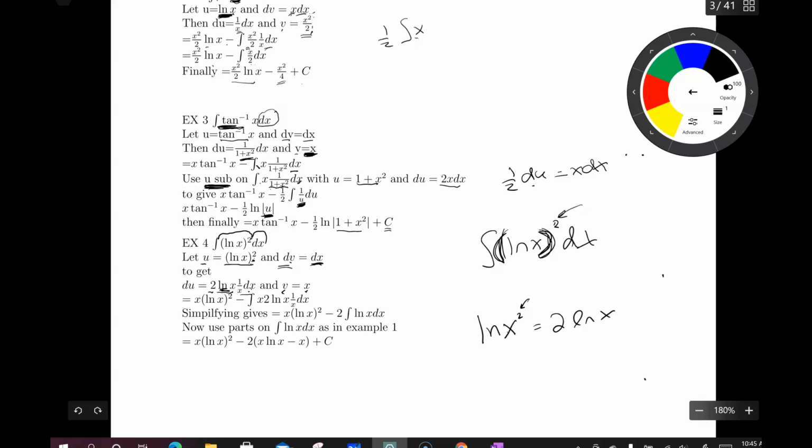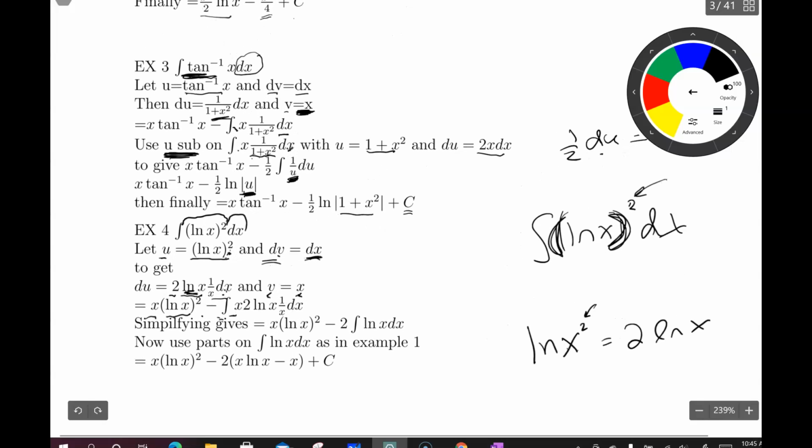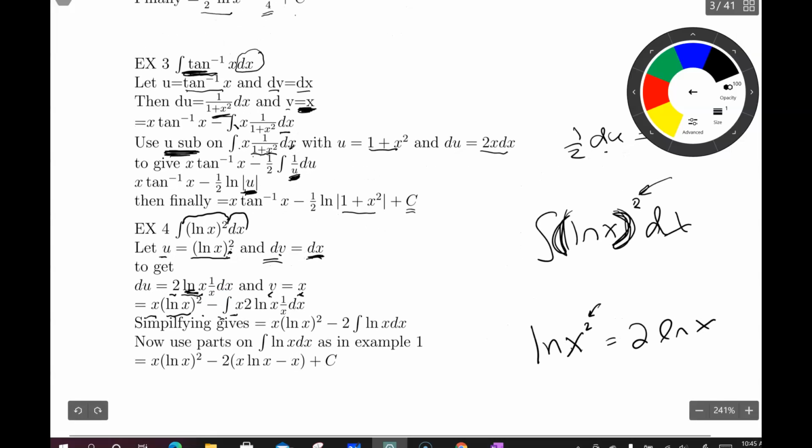So now I'm going to put it together. u and v minus the integral of v, which is x, times du, 2 ln of x times 1 over x dx. That's a big ugly thing, right? Let me see if I can make that bigger so I can see it better. Okay, get rid of this line. So I've got the integral of x, 2 ln of x, 1 over x dx.